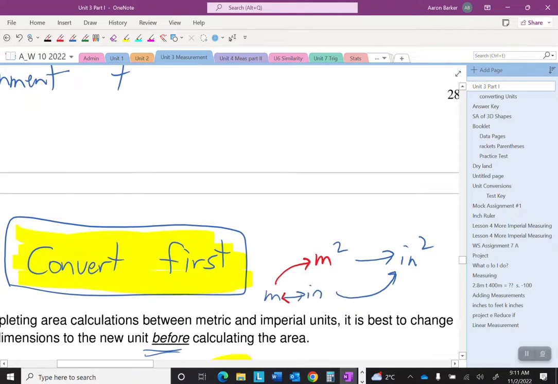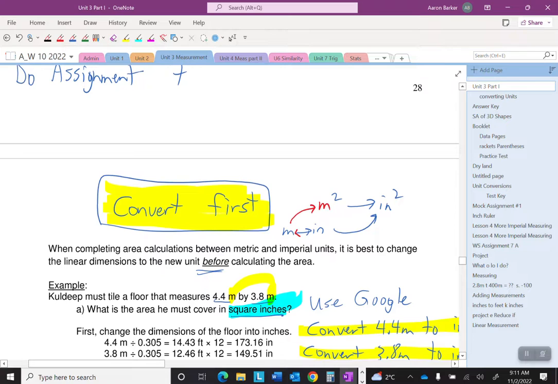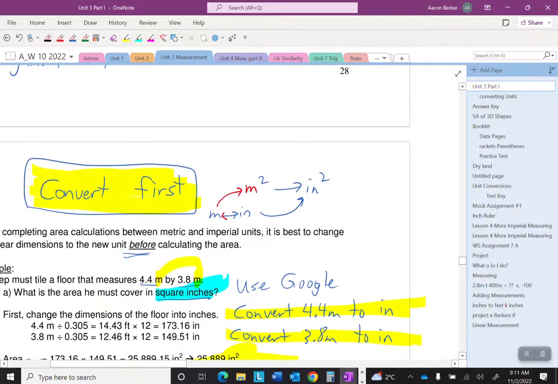Okay, so here we have a tile floor that measures 4.4 by 3.8 meters. We want to find the area in square inches, probably because our tiles are measured in square inches, so we want to make sure we buy enough tiles. So you're going to use Google, and you're going to convert 4.4 meters into inches. Then you're going to convert 3.8 meters into inches.